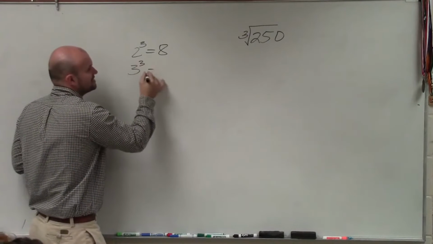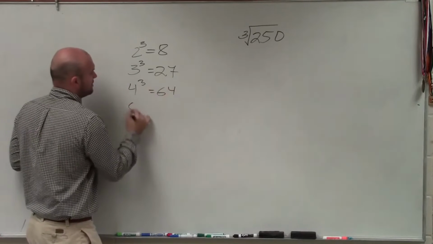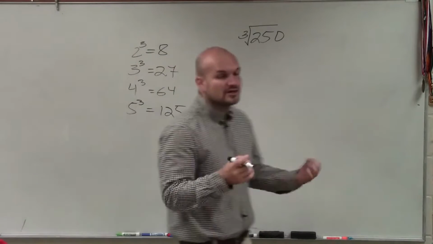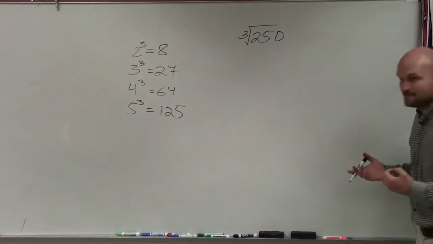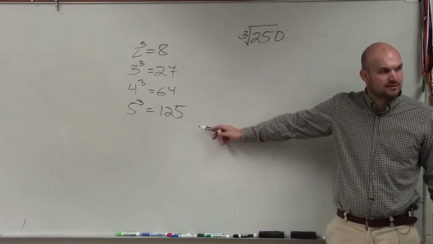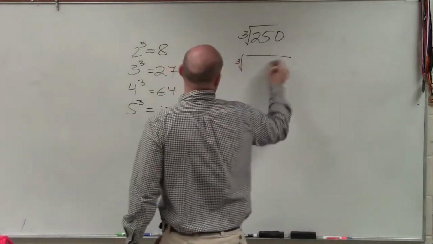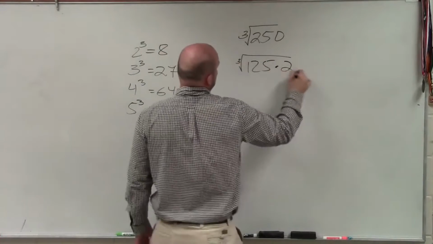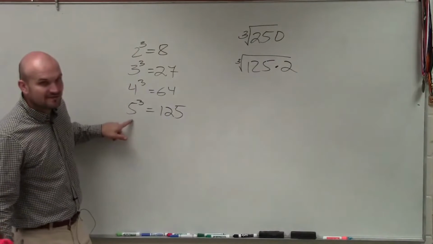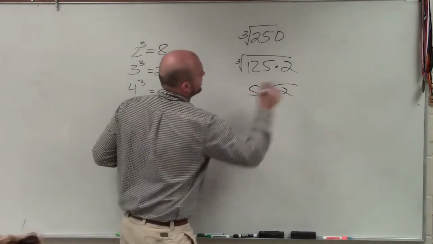3 cubed is equal to 27. 4 cubed is equal to 64. 5 cubed is equal to 125. So can we rewrite 250 as a multiple of one of these numbers? Yeah, it's 125, right? So I could say the cube root of 125 times 2. Now, do we know what the cube root of 125 is? Yeah, it's 5, right? So therefore, I can just rewrite it as 5 times the cube root of 2.